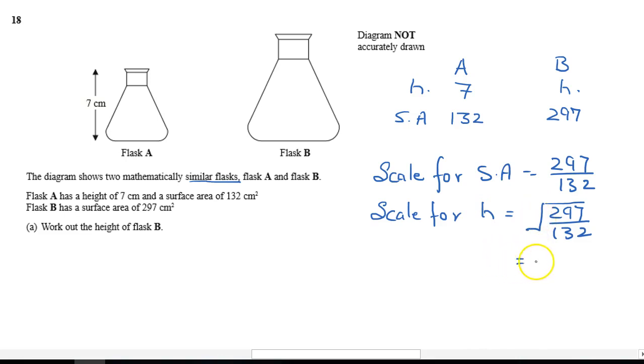So scale for height is 1.5. Now the height of flask A is 7 cm. So height of flask B will be 7 multiplied by 1.5. So that is equal to 10.5 centimeters.